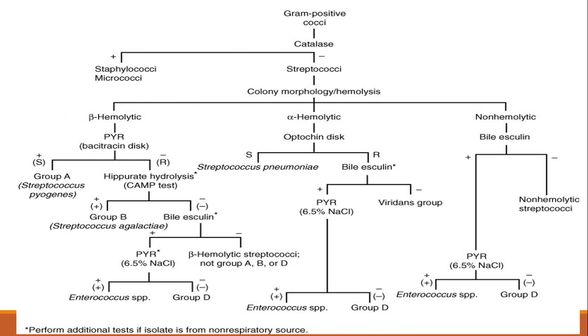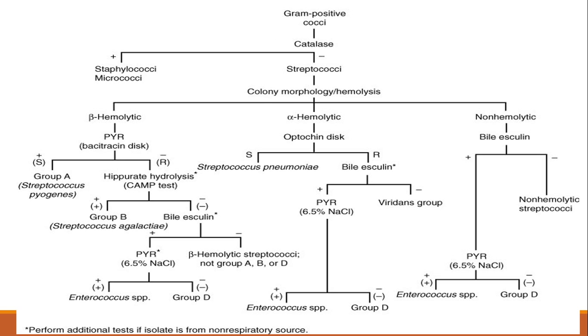Okay, so here's an example of a flow chart. So we do our gram stain first. We've got gram-positive cocci. We do our catalase to determine if it's staph or strep, right? If it's strep, we're going to take a look at our colony morphology and what kind of hemolysis we have. That tells us which pathway we're going to take based on that hemolysis. That's the most important thing to differentiate between Streptococcus: the hemolysis pattern.